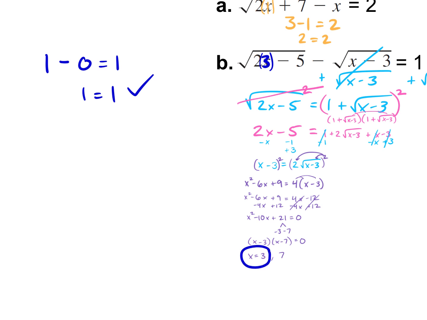Let's try 7. So we have 2 times 7 would be 14 minus 5 is 9. What's the square root of 9? 3. Minus 7 minus 3 is 4. What's the square root of 4? 2. Does 3 minus 2 give you 1? Yep. So it also works. So we have two answers here, 3 and 7.